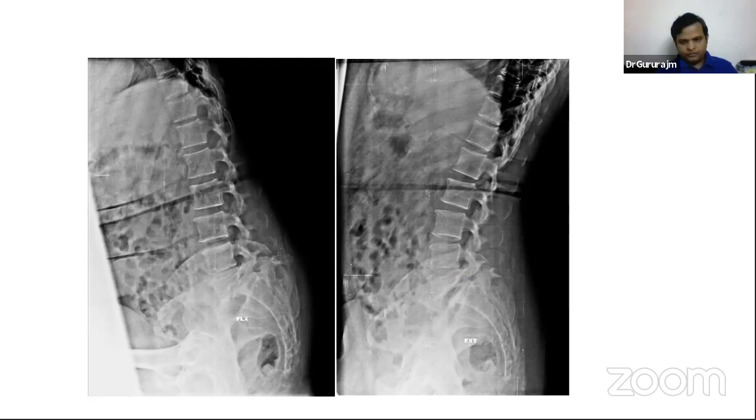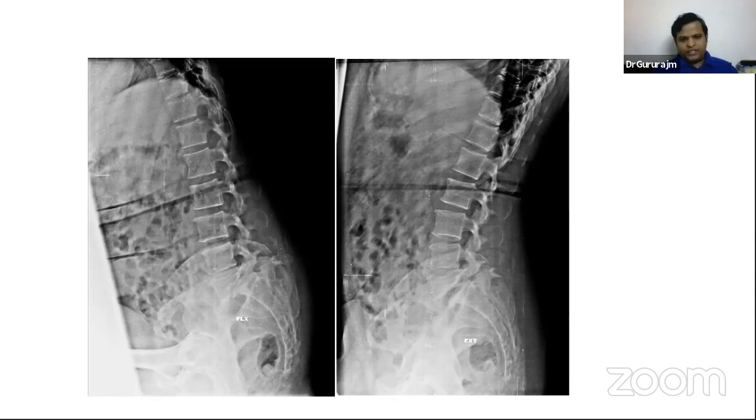I think, Guru, the most important aspect we need to notice here is that the disc space is totally collapsing when it's flexing and opening up when you are extending. So this is a very high degree of instability, because when the patient stands, the disc will collapse and it will lead to further compression plus listhesis. I'm sure this patient will be in a miserable state. Yes, let's go to the images and then we'll discuss.